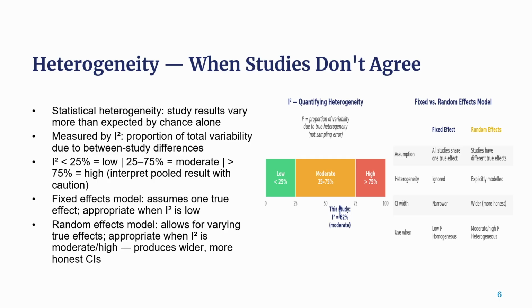This is where fixed and random effects models come in. When studies are homogeneous, a fixed effects model is fine. It assumes all studies share one true underlying effect and just estimates it more precisely. When studies are heterogeneous, a random effects model is more appropriate. It acknowledges that different true effects exist across study contexts and models that variation explicitly. The result is a wider confidence interval, which is more honest about the uncertainty. And always check which model was used and whether it matches the level of heterogeneity.